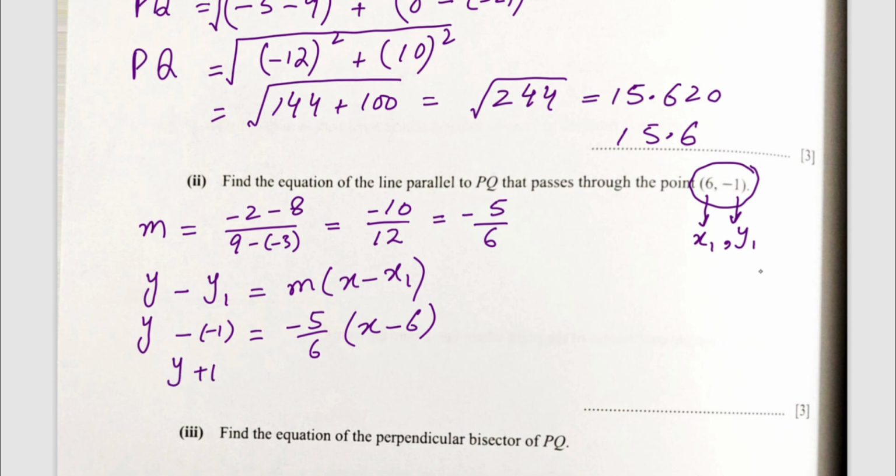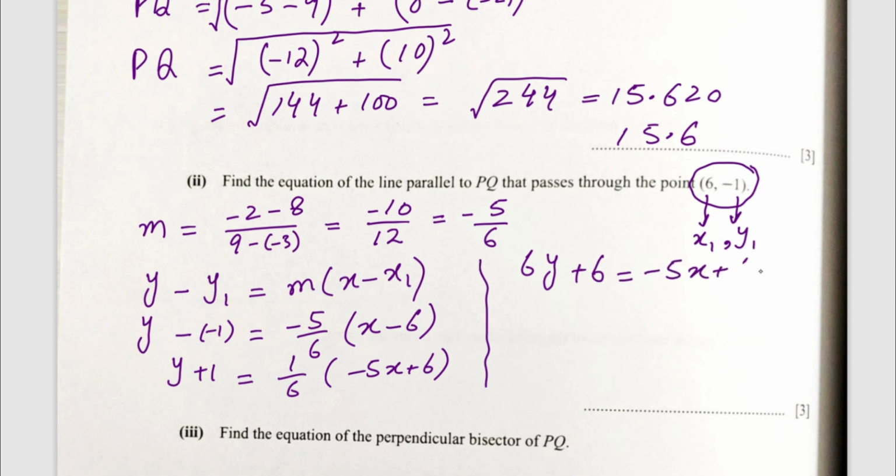Now we will simplify this. y + 1 is equal to 1 over 6 into (-5x + 6). -5 will multiply inside the bracket. Now the 6 dividing on the right side, when it comes on the left side, will be multiplied. 6y + 6 is equal to -5x + 6. So the +6, when it comes on the right side, will be -6. So 6y will be equal to -5x + 6 - 6. So 6y will be equal to -5x. So this is the equation.